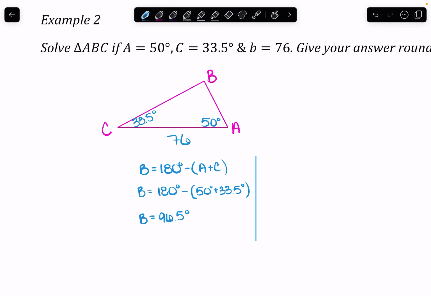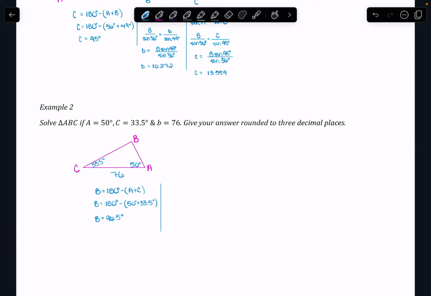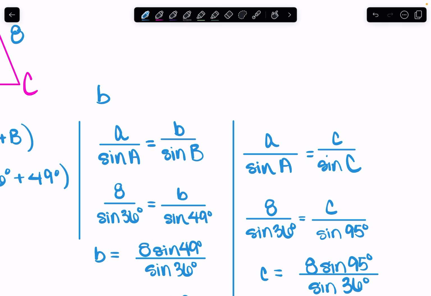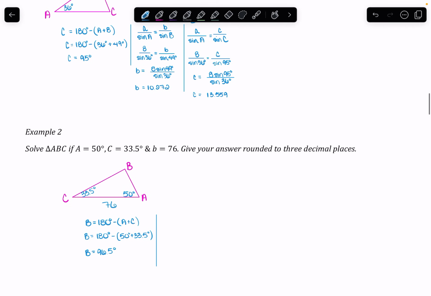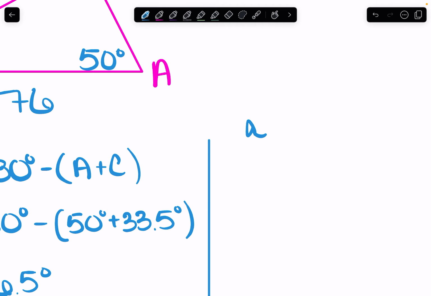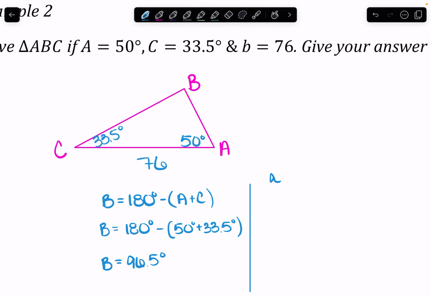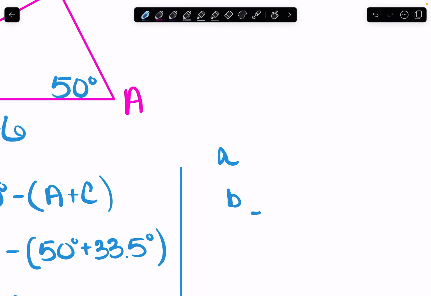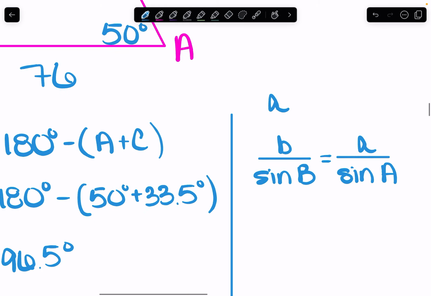So sides, I'm missing side A, so I'm going to find side A first. Actually, you know what, back up here, I should have used lowercase letters there since we weren't looking for angles. So here, let me do B and C. All right, anyways, back to this one. All right, side A, I need a complete ratio, which is going to be angle B and side B. So I know that side B to the sine of angle B has to be the same ratio as side A to the sine of angle A.